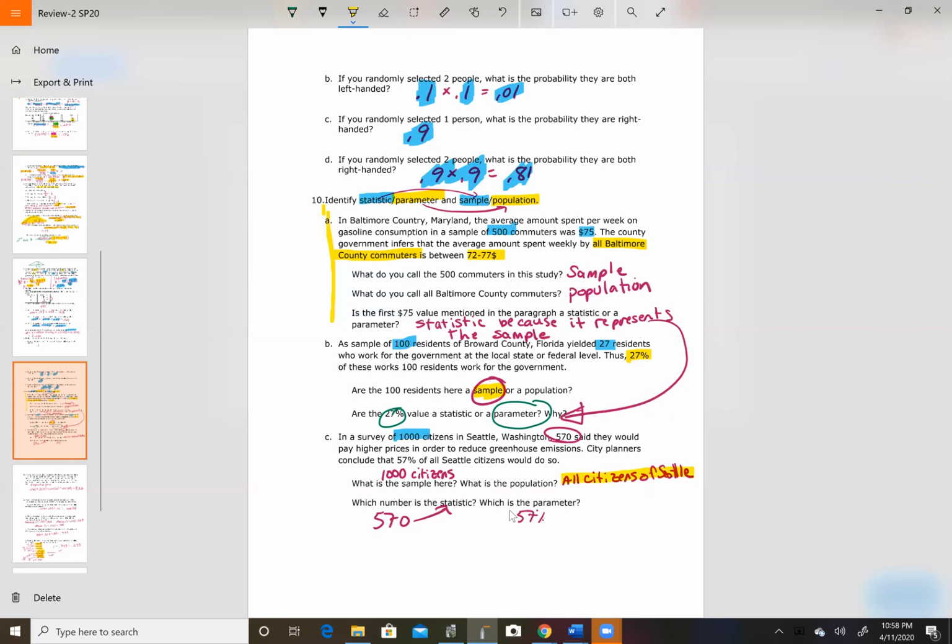And 57% is going to be the parameter that matches up. Yep. And while I'm here, because it's going to drive me nuts, blue. What's next? We're almost done.